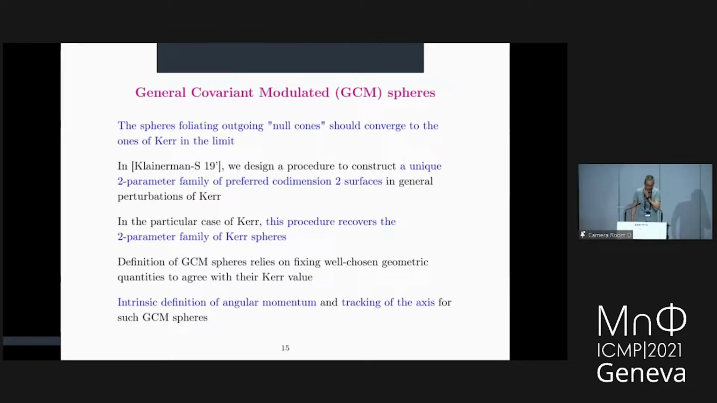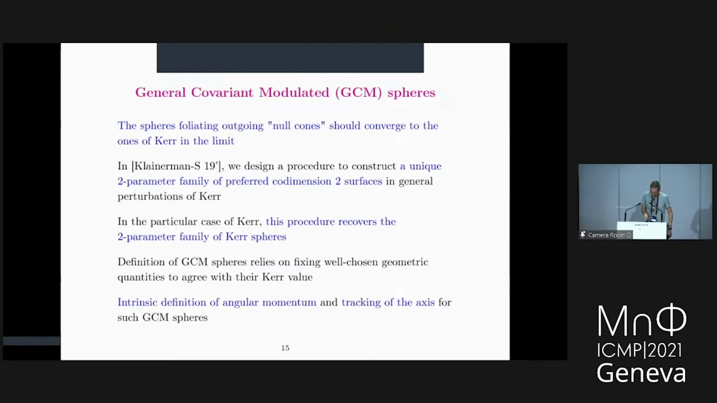And why is it three-dimensional? Because you don't have to track just the angular momentum, but you have to track the axis of the Kerr solution you converge to. Okay, recall that the Kerr solutions are axially symmetric. So even though your solution is non-axially symmetric, your perturbation is of course general, you have to track what will converge to the axis in the limit. Okay, so in other words, for these spheres, we're able to find such an intrinsic definition of angular momentum and to track the axis, the final axis of symmetry, if you want.